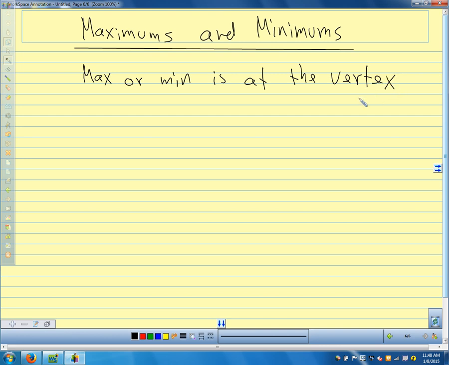So if our parabola opens up, it's going to have a minimum, and the minimum is going to be at the vertex. If our parabola opens down, our quadratic function is going to have a maximum, and the maximum is going to be at the vertex. So if you get a problem that asks you to find the maximum or minimum value of a quadratic function, that's another way of asking you to find the vertex.